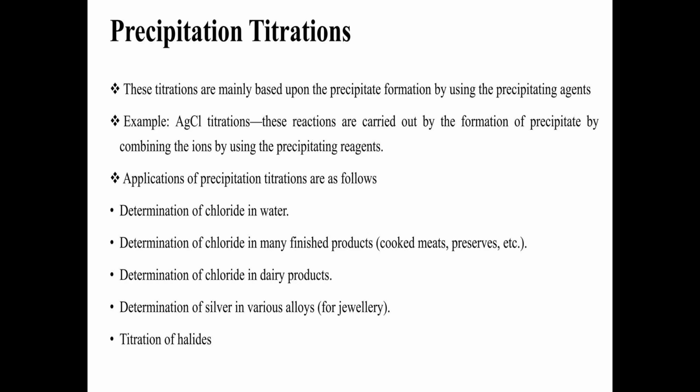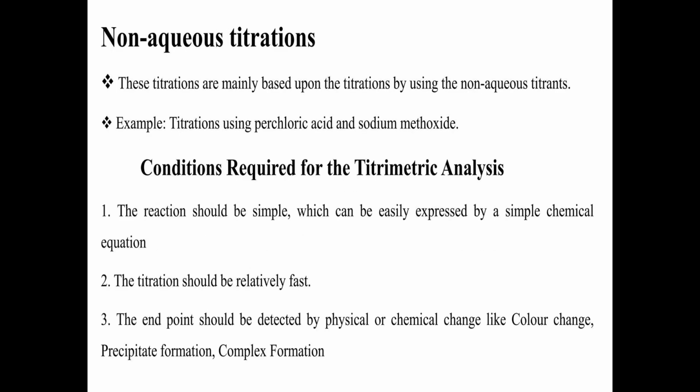Applications of some of the precipitation titrations are the determination of chloride in many fisheries products like cooked milk and preservatives, determination of chloride in dairy products, and determination of silver in various alloys, for example jewelry. For the titration of halide type of elements, we go for precipitation titrations. So these are all types of redox titration.